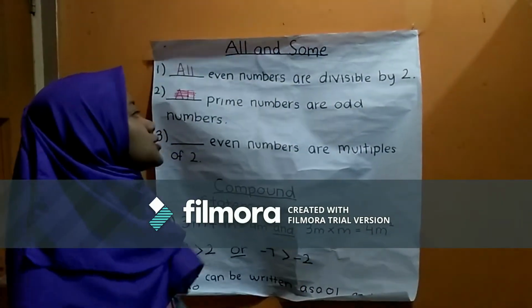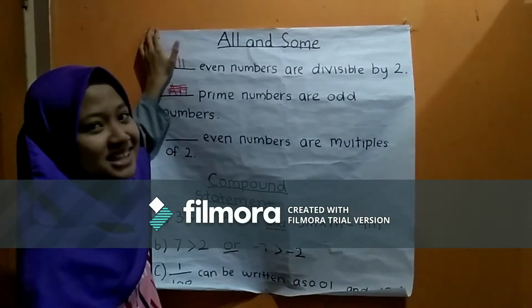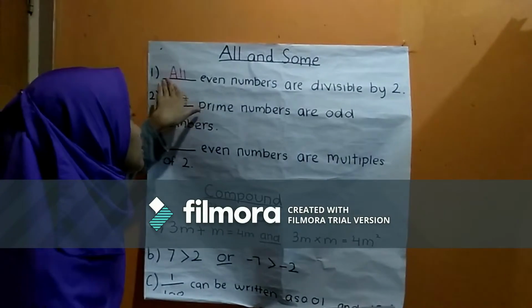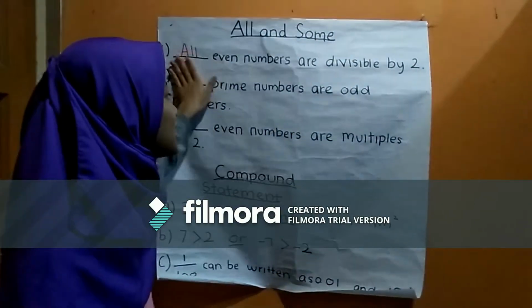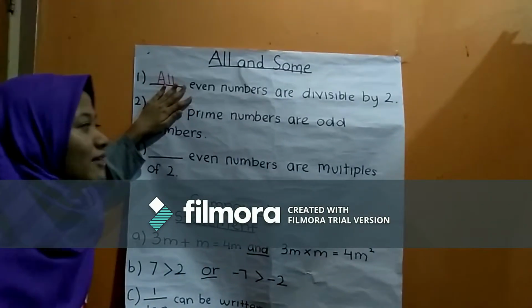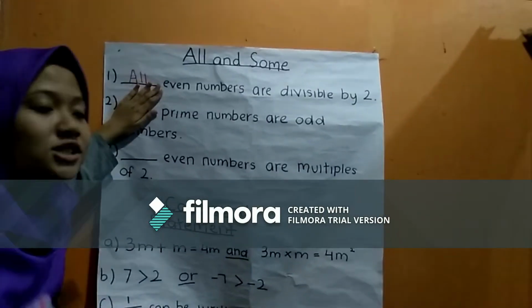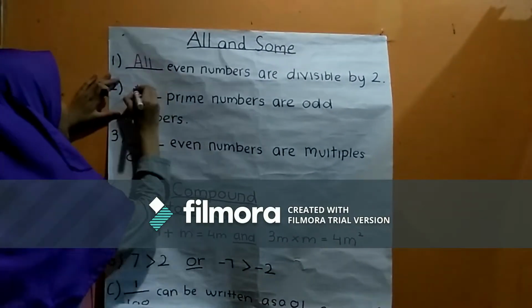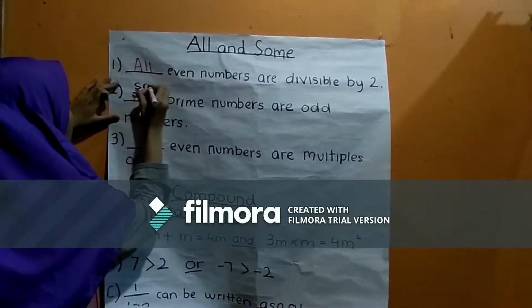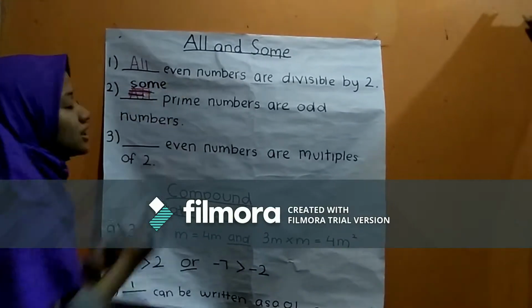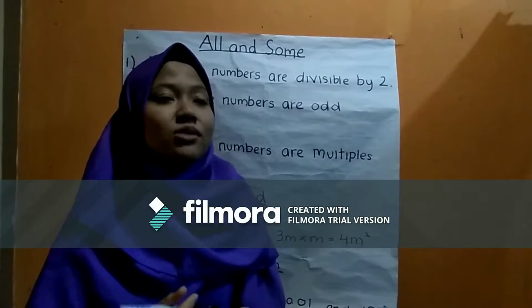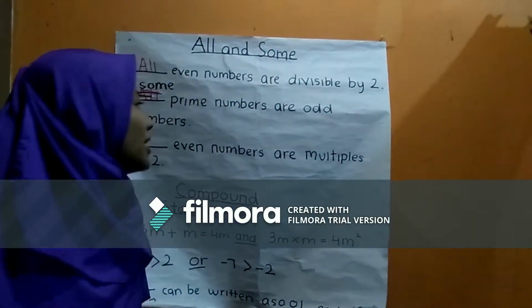or some. So for the first statement, even numbers are divisible by 2. In order for this to be a correct statement, we have to add in the word all, because all even numbers are divisible by 2. For the second question, something prime numbers are odd numbers. So in order to make this statement true, we have to add in some. Why? Because 2 is also a prime number, but it is an even number. So that is why we have to say some prime numbers are odd numbers.